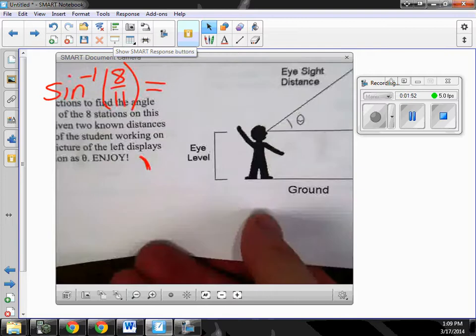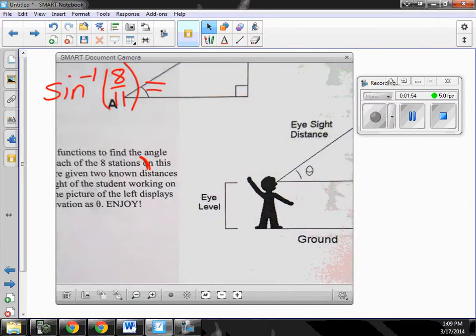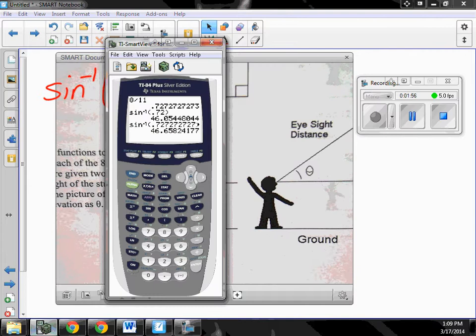It was 46 degrees. So if A is 46.65, how do we find B? I could do 90 minus the answer, or I could switch angles, move my theta from A to B, and use the cosine. And these two answers should be exactly the same.